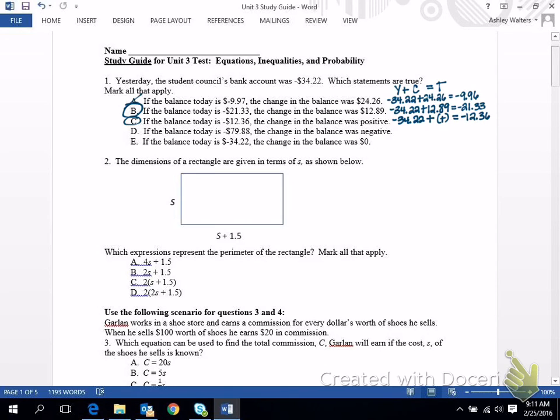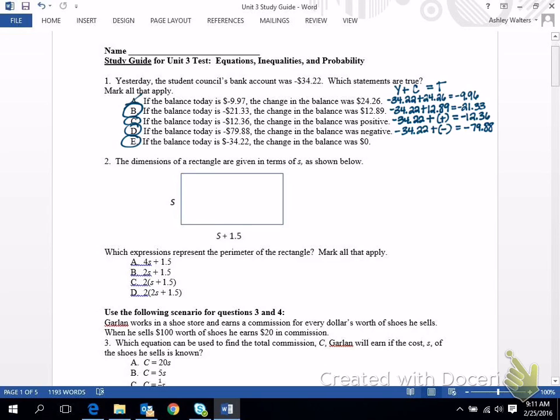In D, the account balance today is negative $79.88. The change was negative. Well, if you're at negative $34.22 and you get more negative, yes, your change is going to be a negative. So that is a true statement. And in E, if the balance today is negative $34.22, which is the same thing as what it was yesterday, then the change to the balance was 0. That's correct, meaning that there was no change. So here to mark all that apply, that's B, C, D, and E.